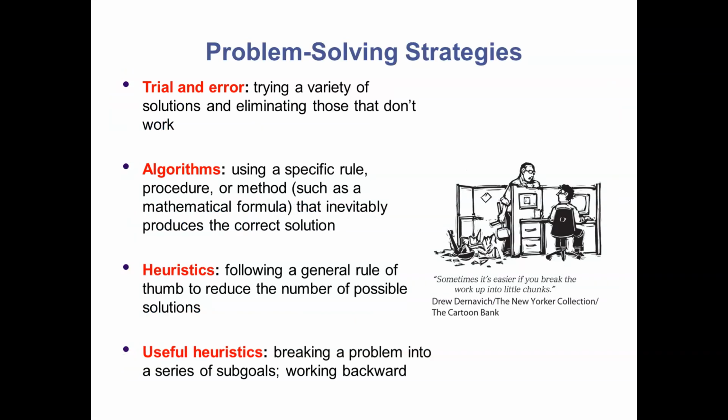So we talked about problem solving strategies, and I said there are a variety of them. I put those in red font here, and I would like to talk briefly about each one. So trial and error at the very top. Well, we try a variety of solutions and eliminate those that don't work. Kind of makes logical sense. The second problem-solving strategy is algorithms. That's when we use basically a specific rule or a procedure or a method that inevitably produces the correct solution.